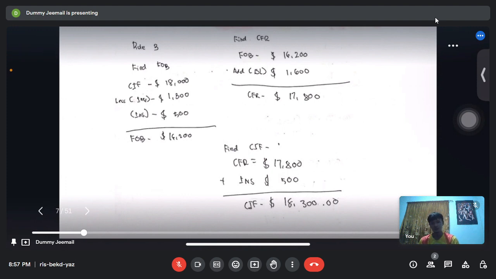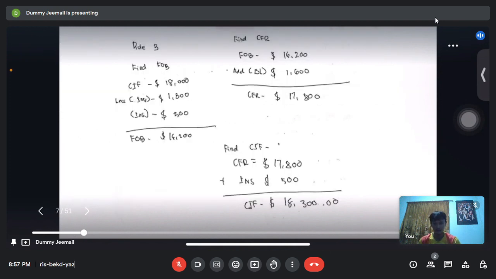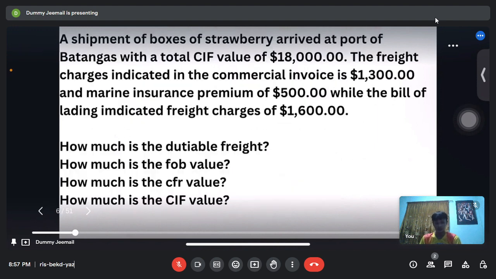Now the question, how much is the CFR value? We have the FOB, so we will add. In adding, we will always go with whichever is higher. If deduct, we always go with the invoice. Since we are adding, we go with whichever is higher. The bill of lading is higher, which is $1,600, so that is what we will use. So our CFR value would be 17,800.